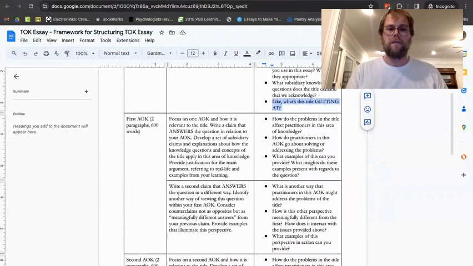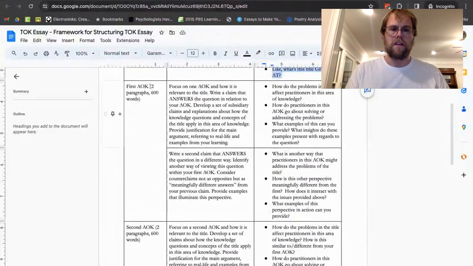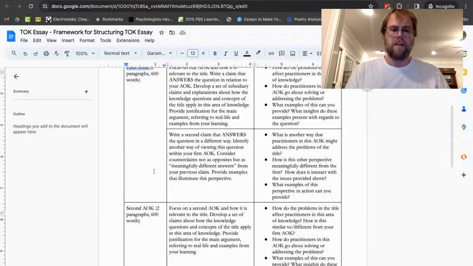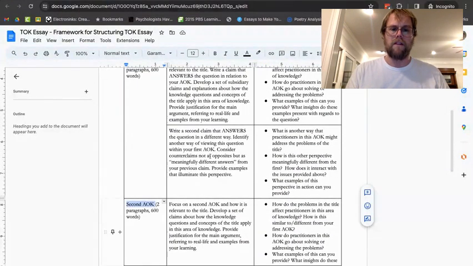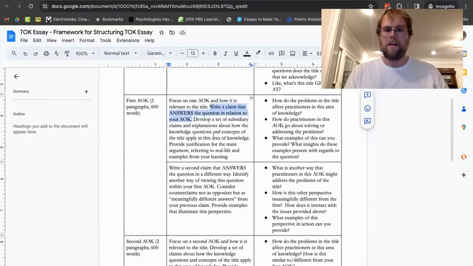Write a thesis statement that seems true, and then see how that thesis statement unfolds as you go through your essay. And then the big 2 sections here are one section dedicated to one area of knowledge, the other section dedicated to a second area of knowledge. And within those, I would consider, how is it relevant? Write a claim that answers it in relation to your AOK. Write a claim and then develop that claim using examples.